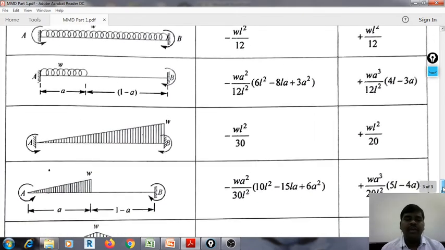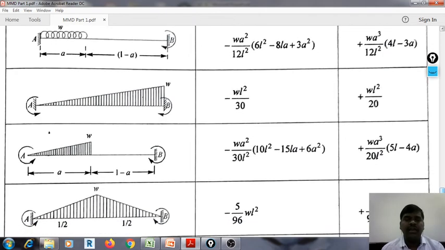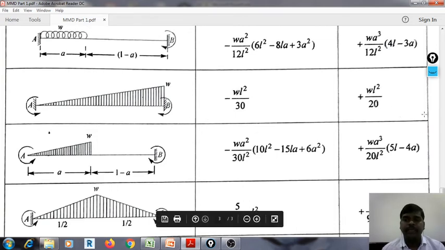When a UVL, uniformly varying load, is applied in this manner, where it starts at 0 at A and goes on increasing up to w at B, this is a UVL. For this, minus w L square by 30 will be M bar AB, and w L square by 20 will be M bar BA.